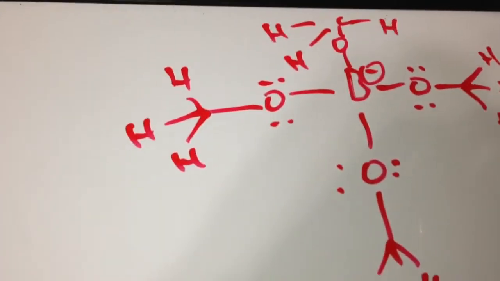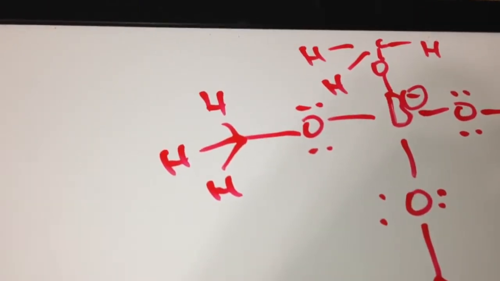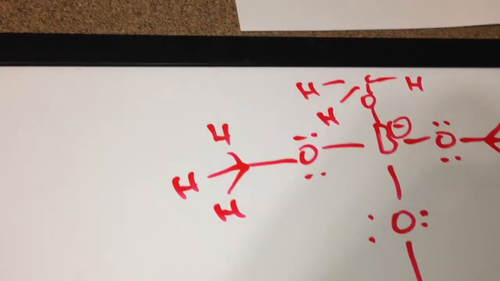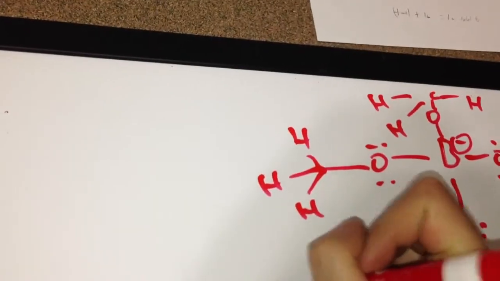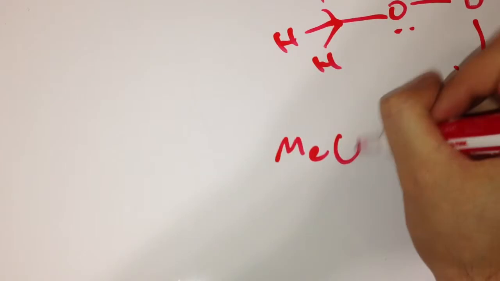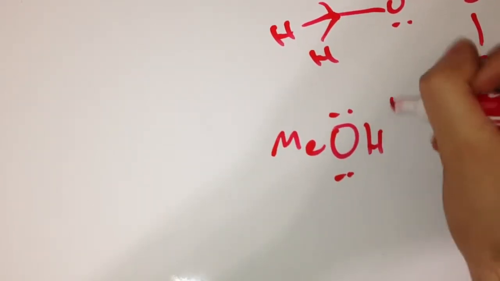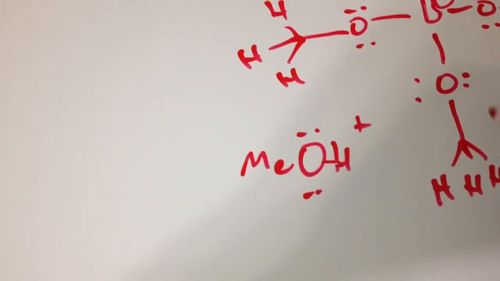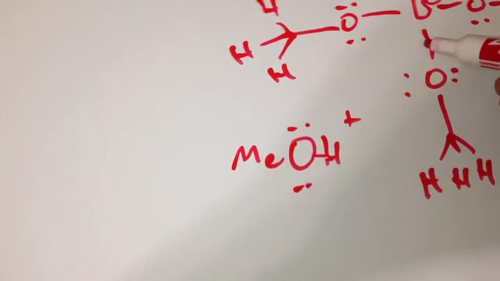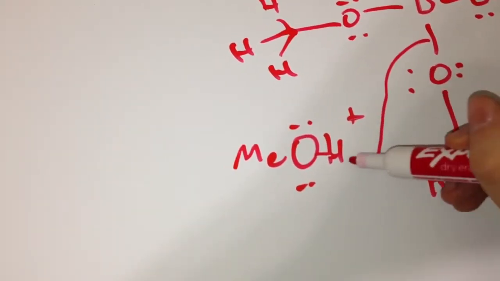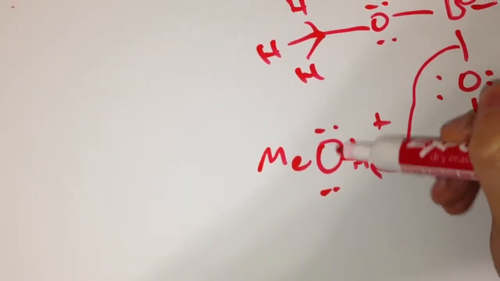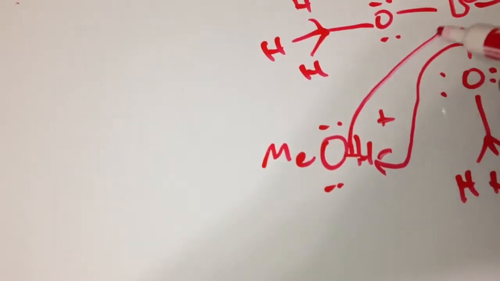You have to react it with either water or an alcohol, and our professor uses methanol a lot, so we could use methanol. So what happens here is that the bond from the oxygen goes and attacks this hydrogen, and this bond between the O and the hydrogen goes and attacks the boron.